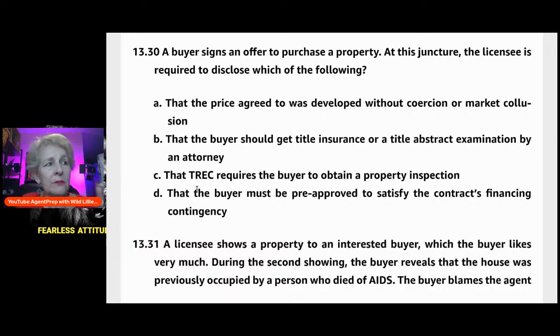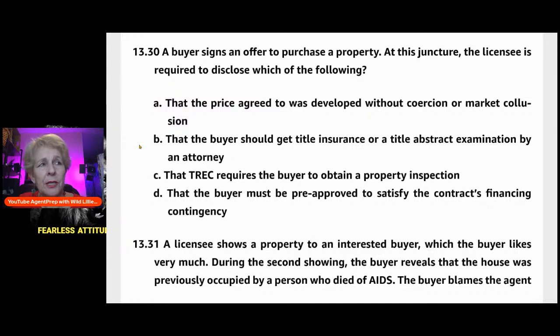Okay, so, and TREC is what? Texas Real Estate Commission. So, vocabularies, you've got coercion, juncture, title abstract examination, property inspection, pre-approved, contingencies, okay? So when the buyer signs an offer, what happens at that point? The price agreed was developed without coercion or market collusion. So that was between the seller and the brokerage, right?